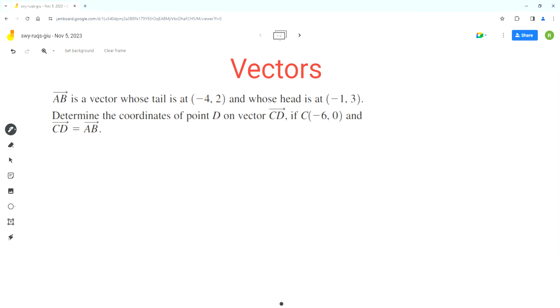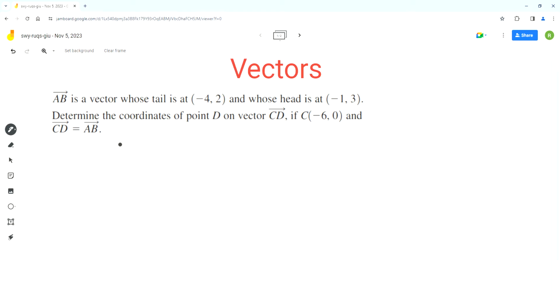Hello everyone. In this video, we'll solve a problem based on the concepts of vectors. We are given that AB is a vector whose tail is at (-4, 2) and whose head is at (-1, 3). Determine the coordinates of point D on vector CD if point C is (-6, 0) and vector CD is equal to vector AB.